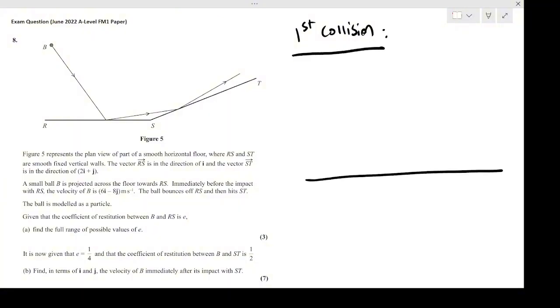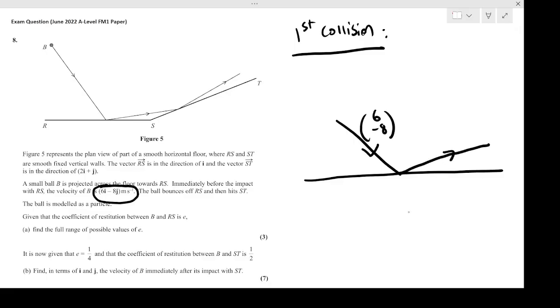So we've got the floor like this. Okay, it's going to hit the floor here with a speed. We're told the velocity before is 6 minus 8. And there we are. And then it's going to rebound like that.